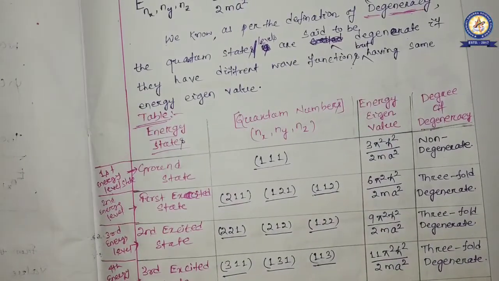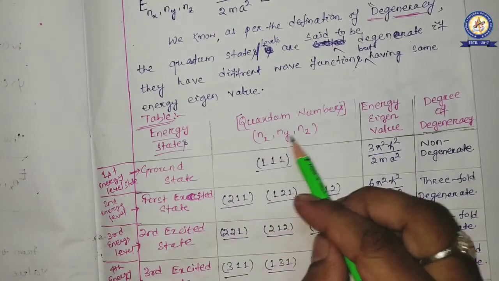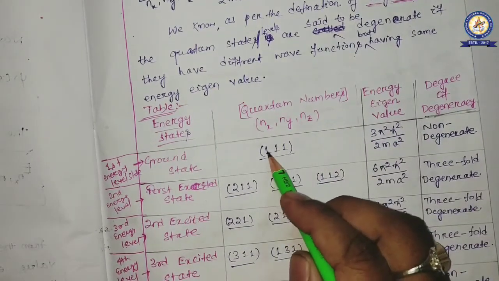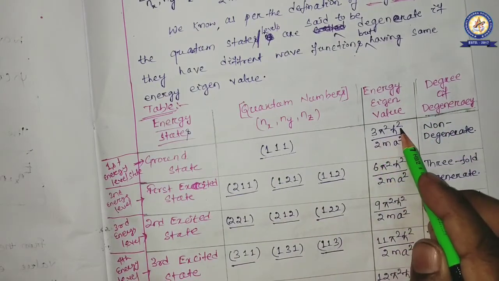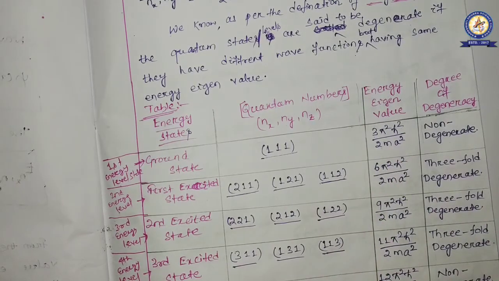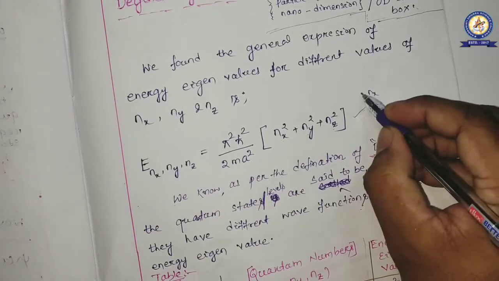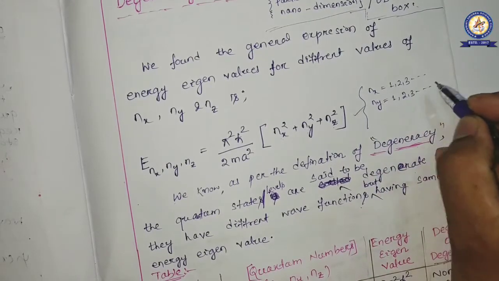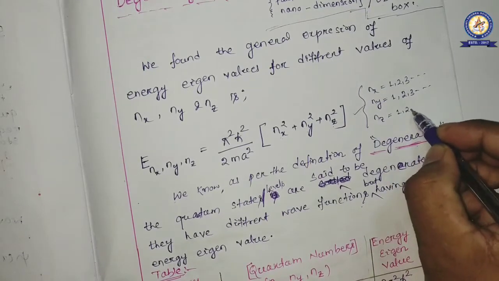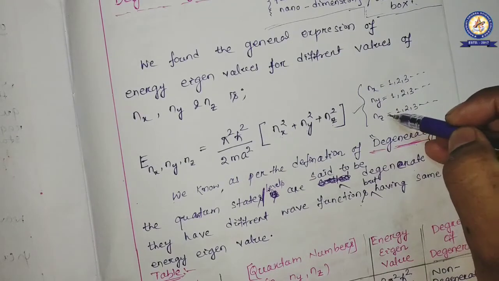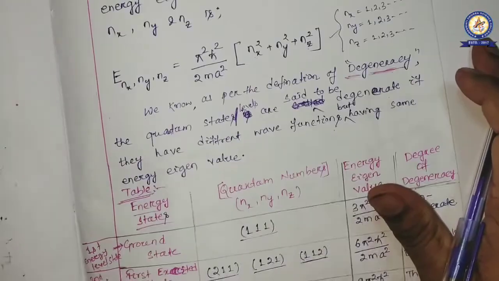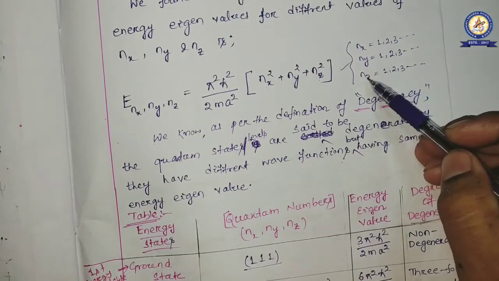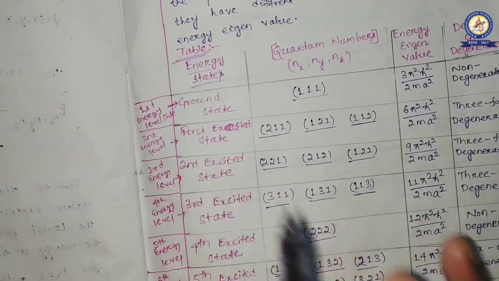So here we found that if we consider nx equal to 1, ny 1, nz 1, then we get the energy eigenvalue 3 pi square h cross square by 2m a square. As we know, nx equal to 1, 2, 3 and so on, ny equal to 1, 2, 3 and so on, nz equal to 1, 2, 3 and so on. So combinations of nx, ny, nz we can consider. So what is the next combination that we are going to consider for nx, ny, nz to get the second energy level?